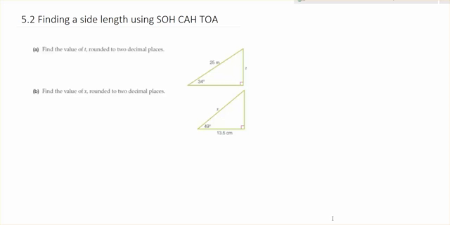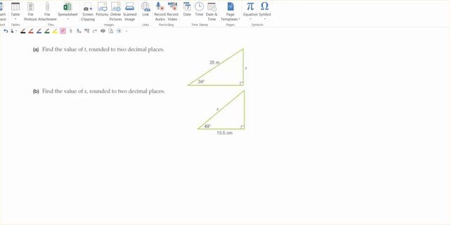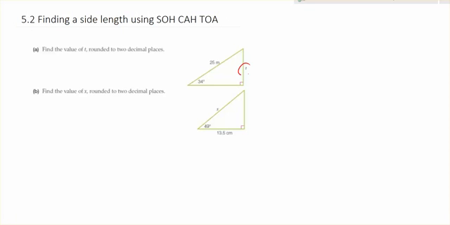This is for Year 10 General Maths for exercise 5.2. So we're using SOHCAHTOA to find the side length. As you can see here, we've got two triangles where we're trying to find the unknown side length. Now, let's do the first triangle with the t in it.